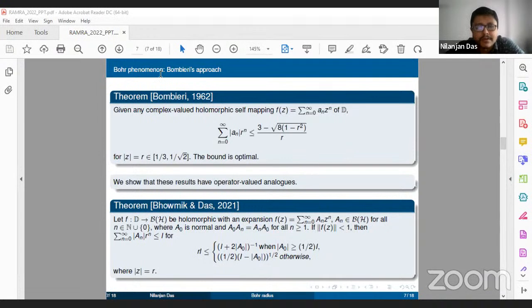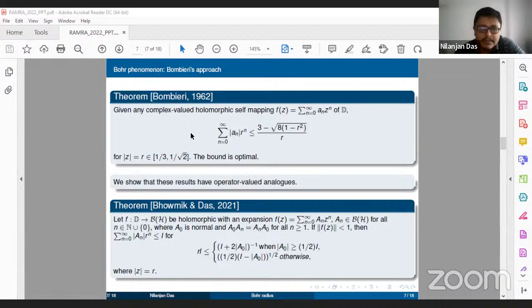Okay, so as a consequence of this theorem, or the techniques that were used to prove this theorem, one can also get this important result that if we have a complex valued holomorphic self-mapping of the open unit disc D, then the growth of the majorant series is controlled by the quantity (3 minus square root of 8) into (1 minus r square) divided by r, inside the range |z| belonging to the closed interval 1/3 and 1 by square root of 2. And this bound that we have here, this is optimal.